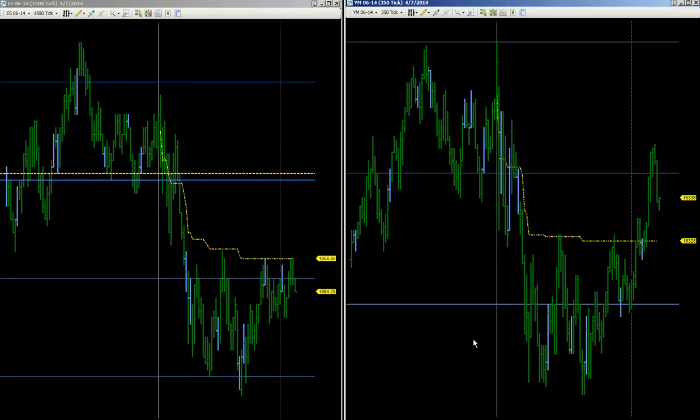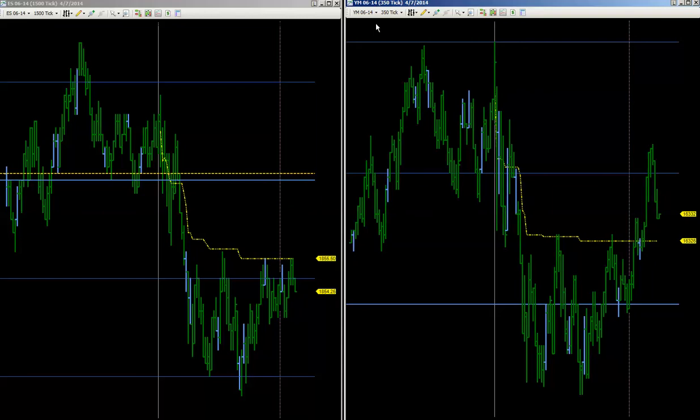Monday, April 7th, 2014. On the left we have a chart of the ES. On the right we have a chart of the YM. We've opened. These vertical lines are the 9:30 New York Open.